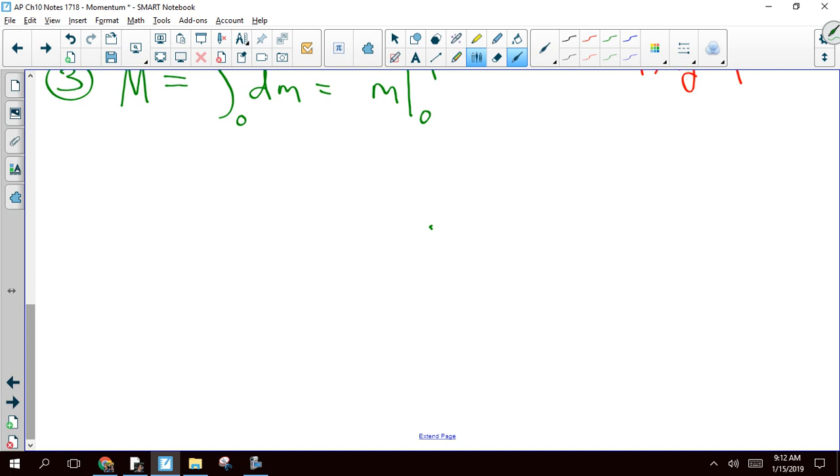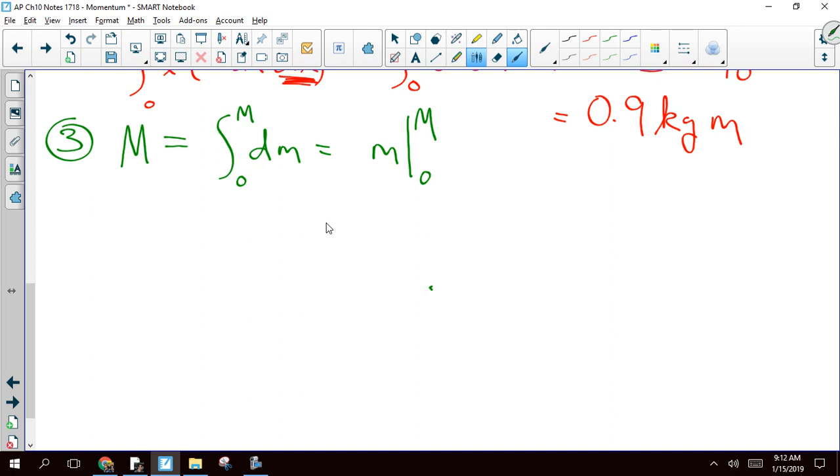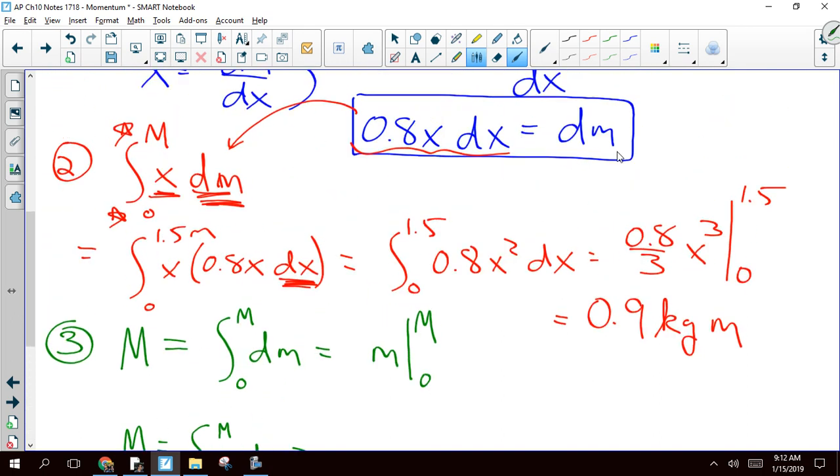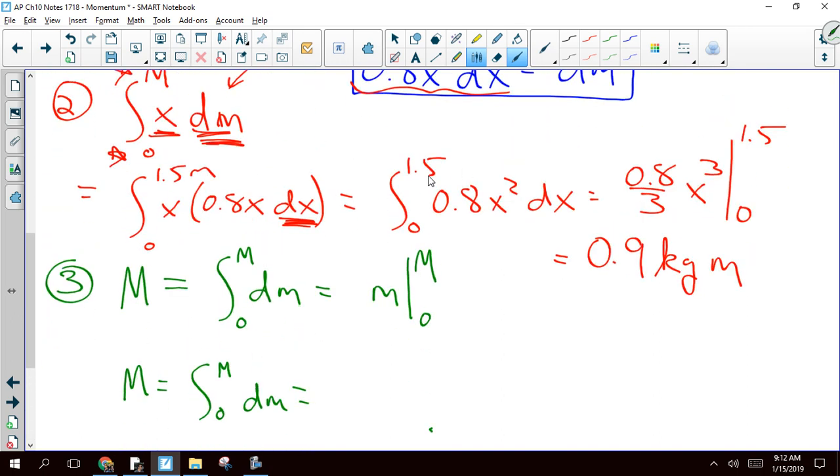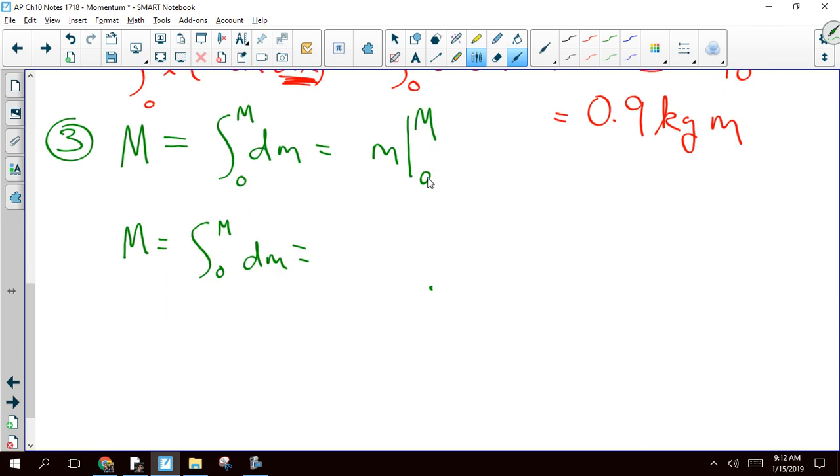Well, this is going to allow us to find our mass. So we're going to integrate from 0 to M, dm. And remember, before we had figured out dm. We've got it up here. We know dm is 0.8x dx. So I'm going to replace dm with 0.8x dx. But now we're integrating with respect to position, so my position needs to go from 0 to 1.5 again, because that's how long the rod was. And then we just integrate this.